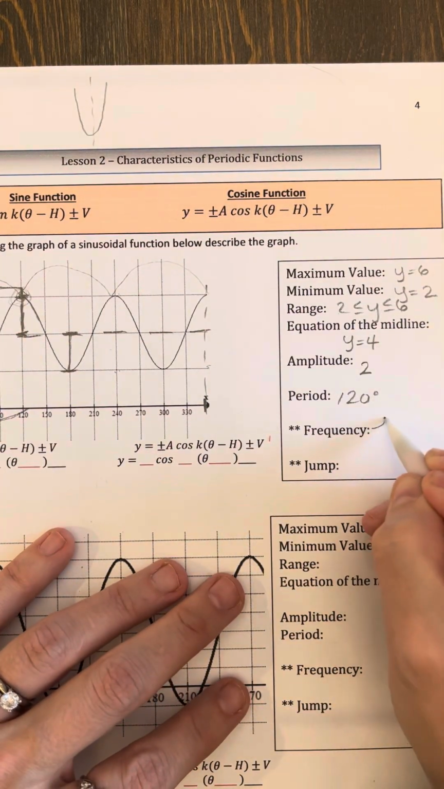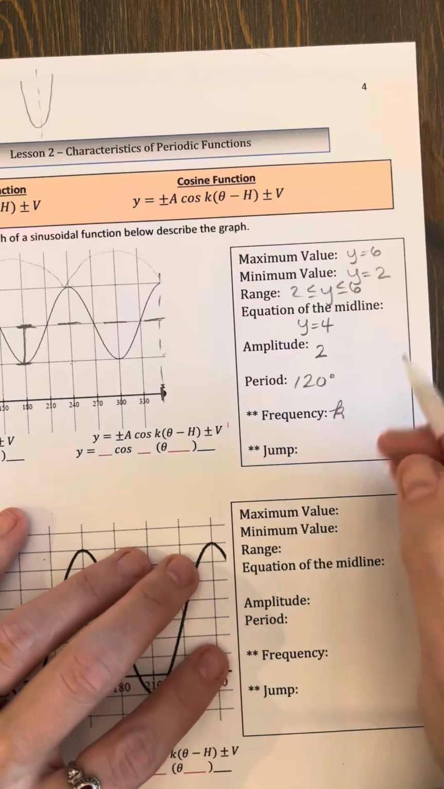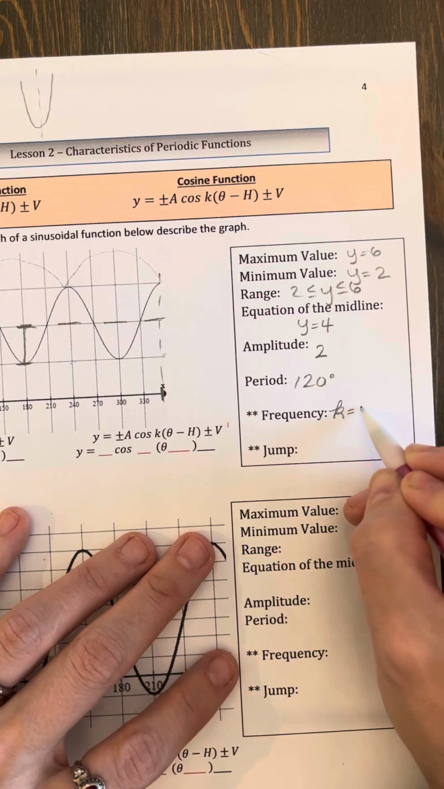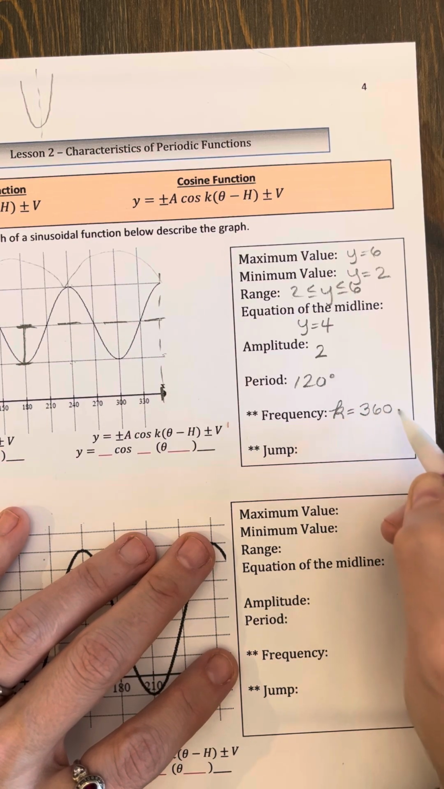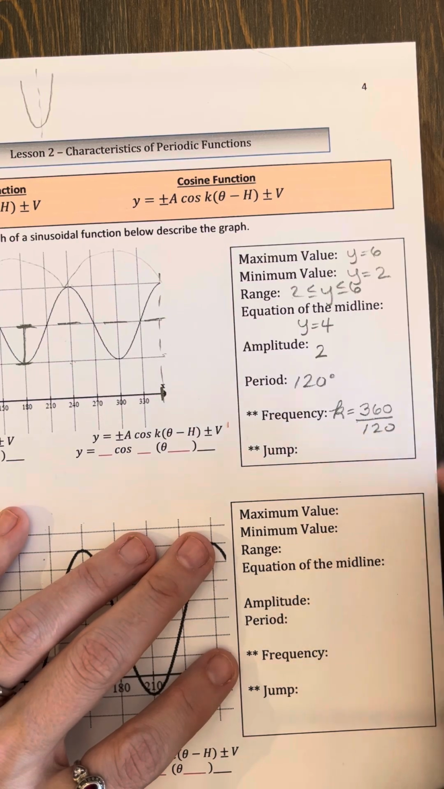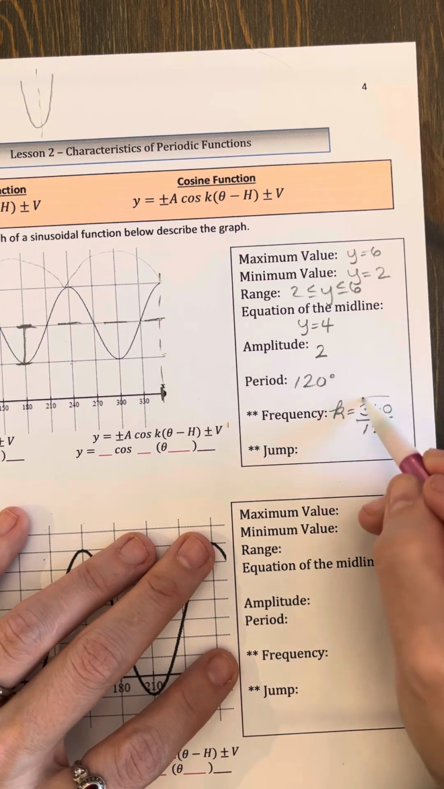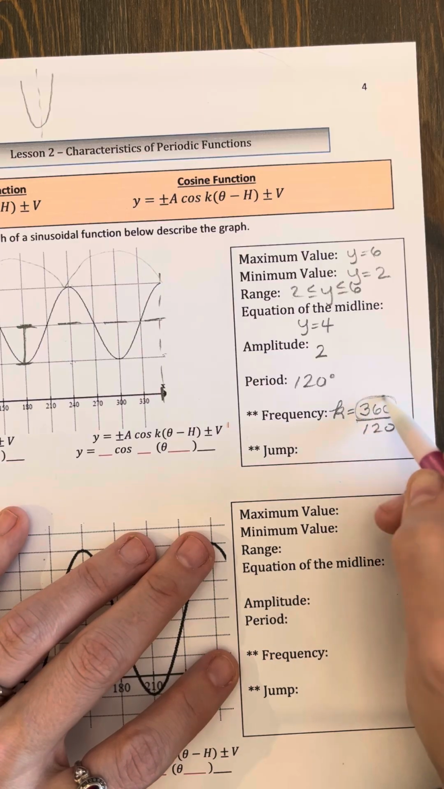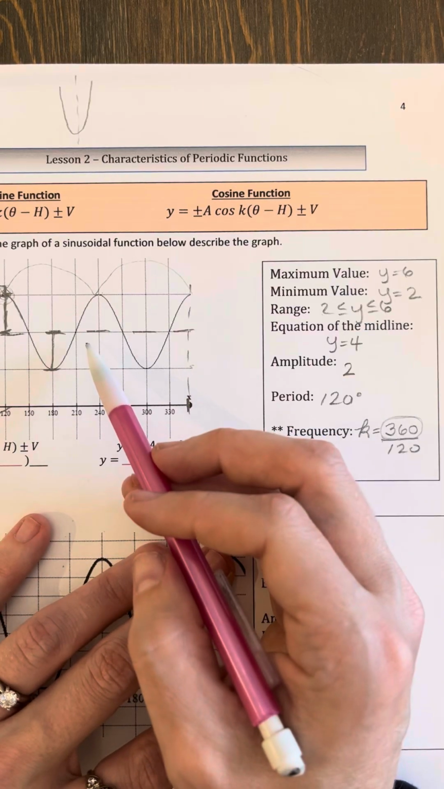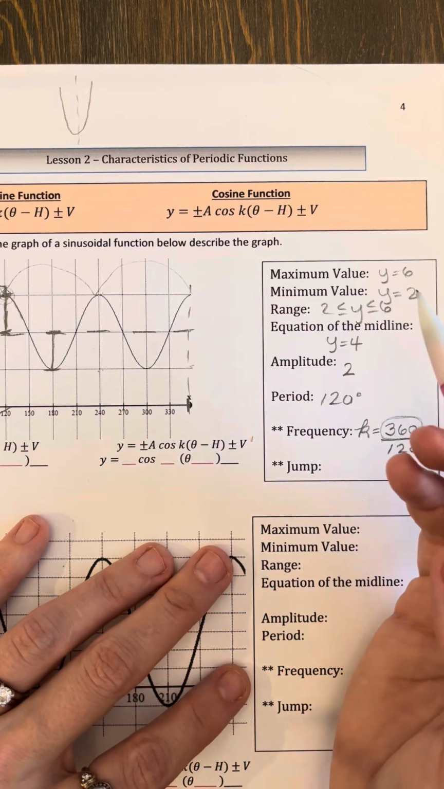But sometimes it's not easy to tell. You might need to use the formula. Remember, k is the letter for frequency, and you find frequency, as we talked about yesterday, by taking 360 degrees and dividing it by the period. Our period was 120. Now this 360 is always the same, it doesn't change. Your period might change. For this, our period was 120, but you could have a graph whose period is 90.